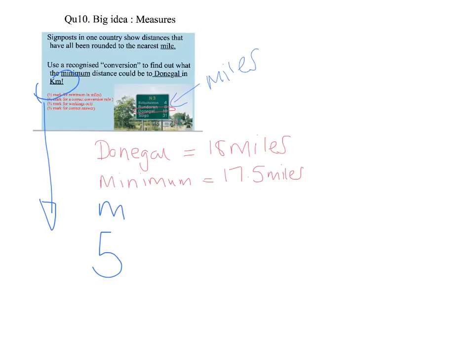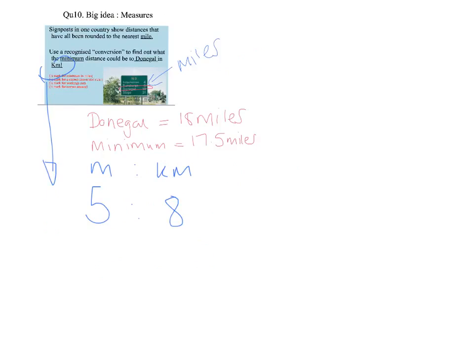Now we know the conversion that for every 5 miles there are 8 kilometres. So we can use this fact to help us work out what 17.5 miles is worth. So if your times tables are good, if you know what 5 times something gets you to 17.5, you can just quickly multiply by 3.5. But that is only if you know what to multiply by. So 8 lots of 3.5, 8 times 3, and then 8 lots of a half. That's going to give you 28.